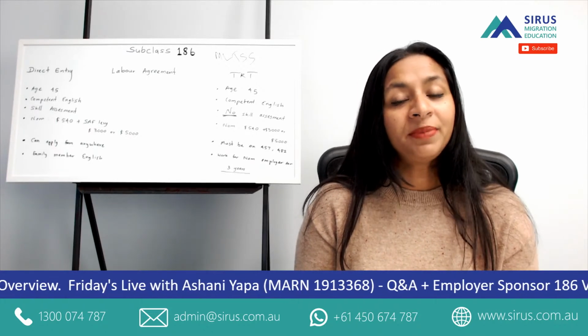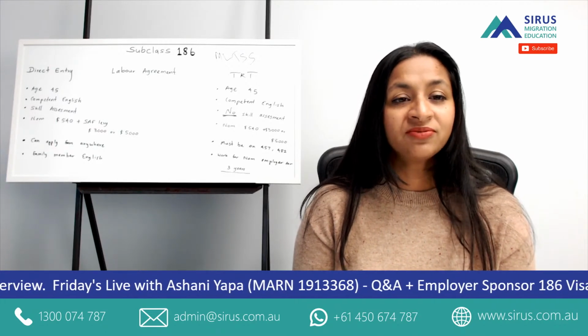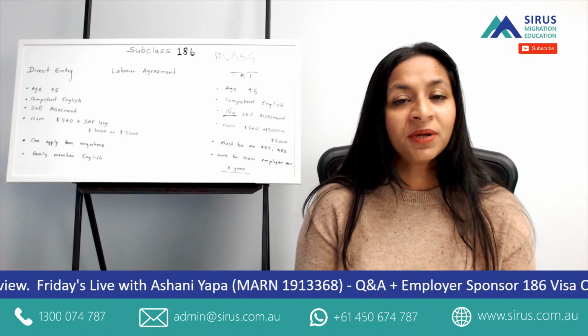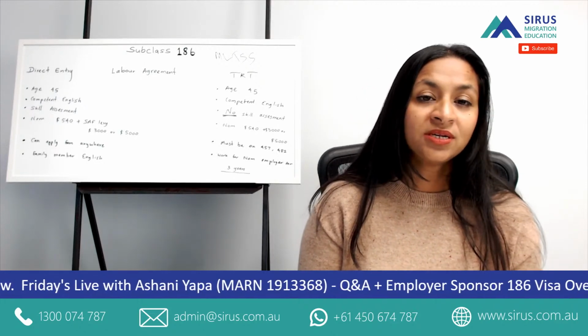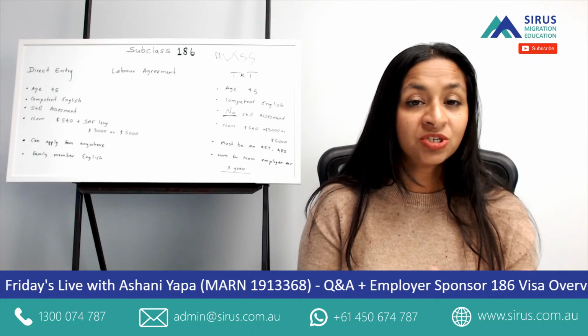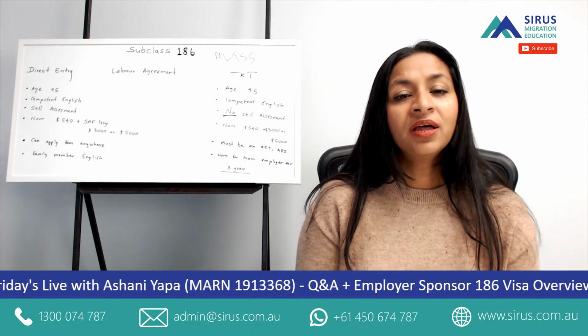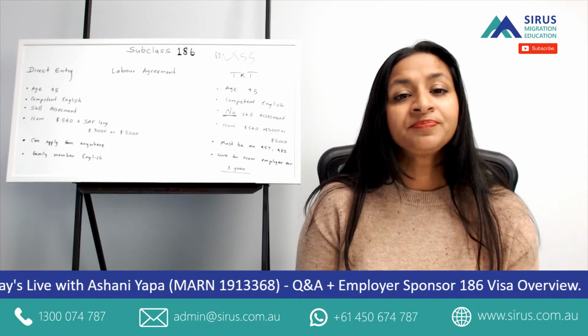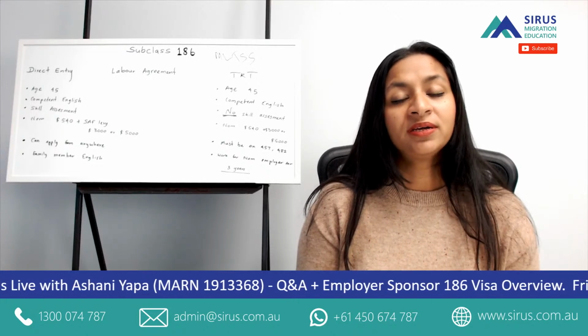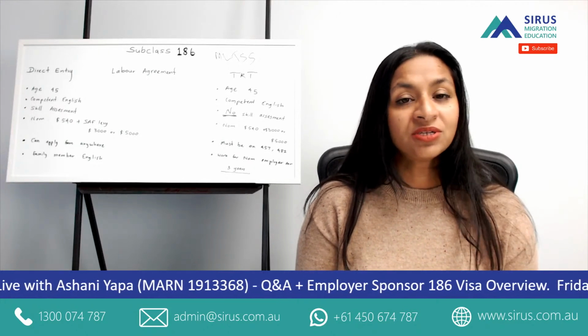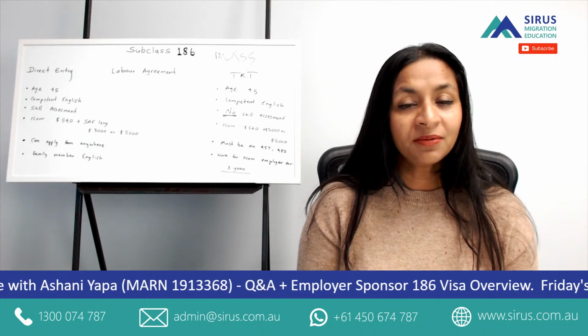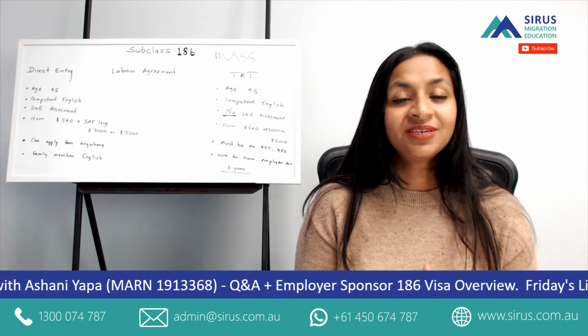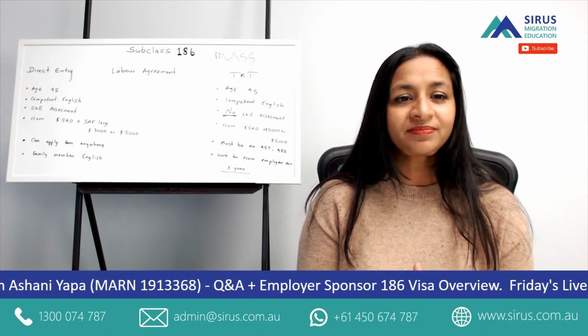Again, the application fee for the employer is $540 if it's in the metropolitan area. If the position is located in regional Australia, then there is no application fee. Still, the employer has to pay the SAF levy, $3,000 if the turnover is under 10 million and $5,000 if the turnover is over 10 million.